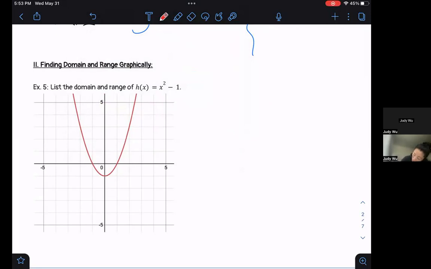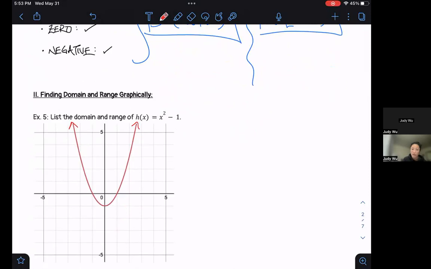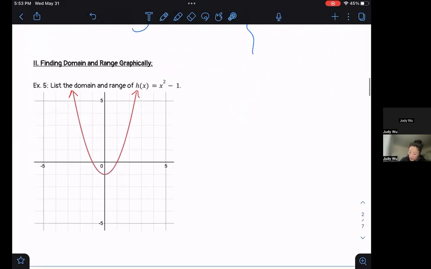I'm going to add a few things to this graph. And in particular, I'm going to add an arrow head going up on this side and another arrow going up on this side. Okay, and so I want us to keep in mind that when we're thinking about a parabola, it actually keeps going out forever and ever and ever. It keeps getting wider and wider and wider.